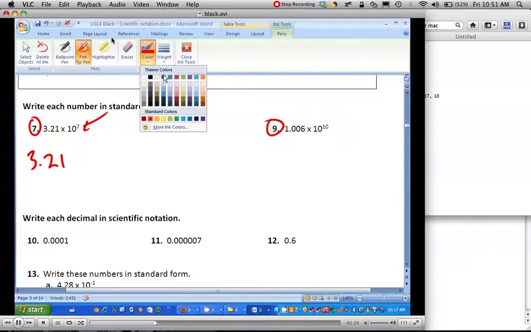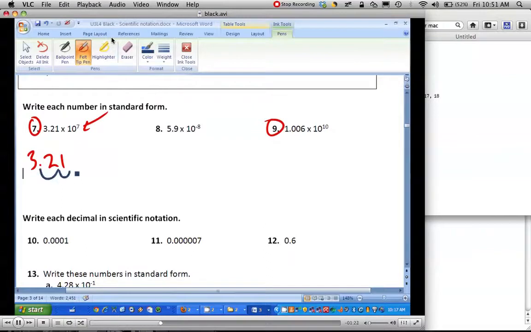So I start off with 3.21, and then I'm just going to move 1, 2, 3, 4, 5, 6, 7 places. Every time I multiply by that power of 10, I'm moving the decimal, and if I don't have any placeholders there, I need to put in zeros as placeholders. So my decimal point ends up way out there. I put in my zeros as placeholders, and then I rewrite the number, putting in proper commas as needed. So I count 1, 2, 3 thousands, 1, 2, 3 millions, and I've got 32,100,000.